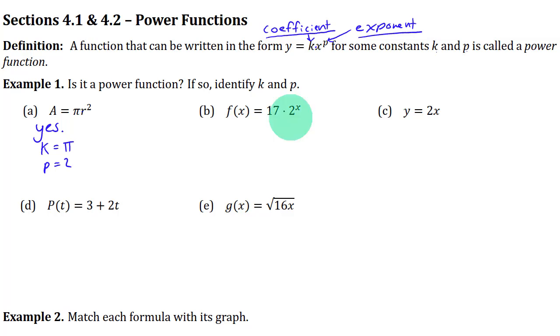Then looking at b here, this is a little different. Now 2 is the base of the exponent, but the variable x is the exponent itself. So that's switched around. We're supposed to have the variable as the base and the number as the power, but that's not the way this one is. So this is actually called an exponential function, which is what we're going to get to in chapter 6. So this is not a power function.